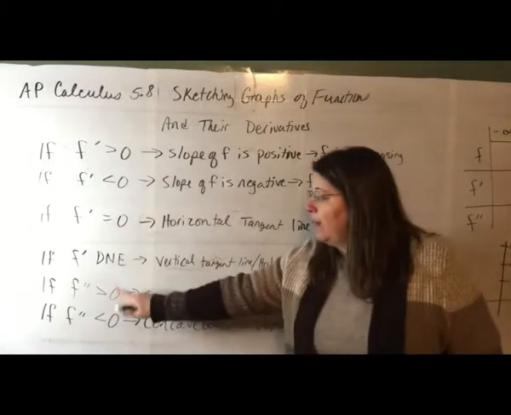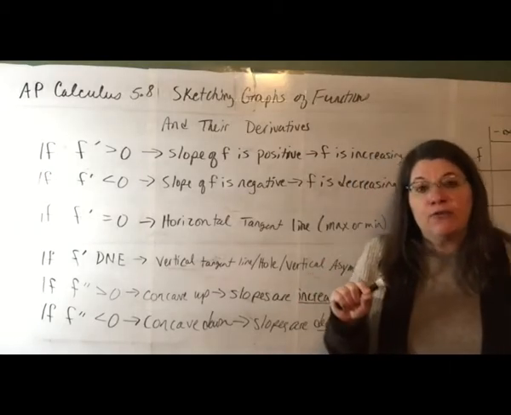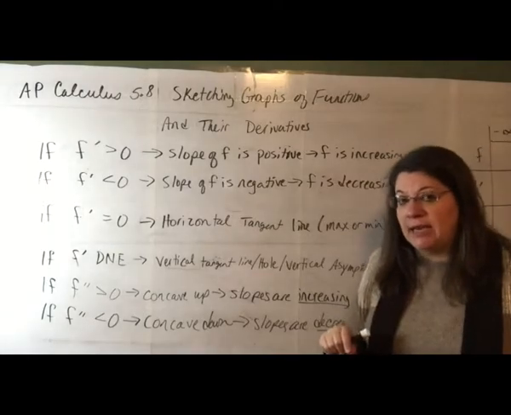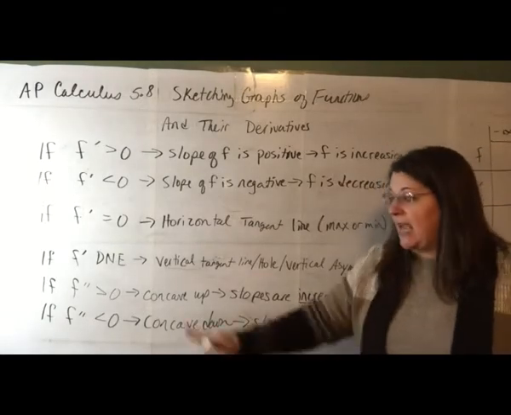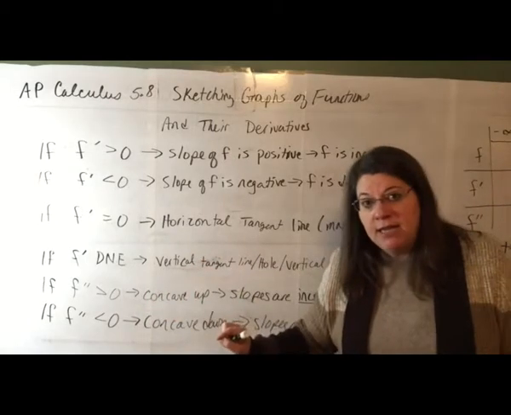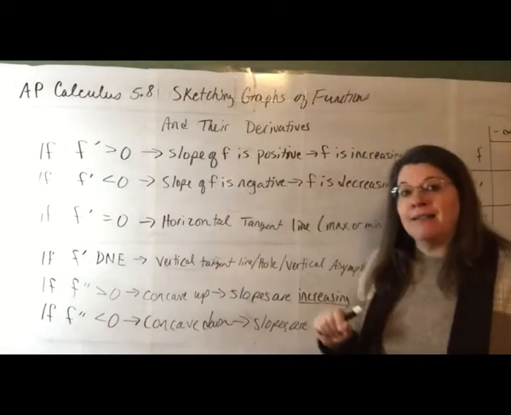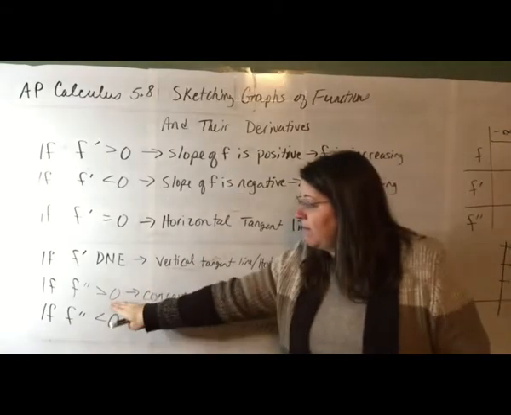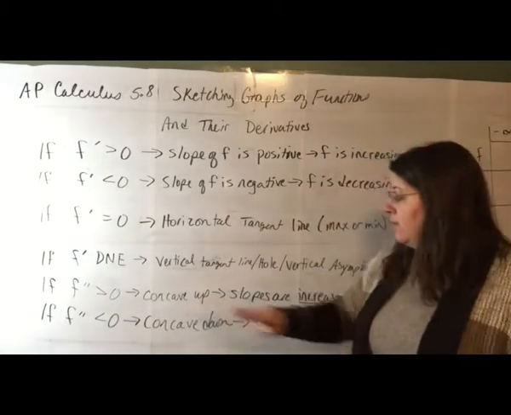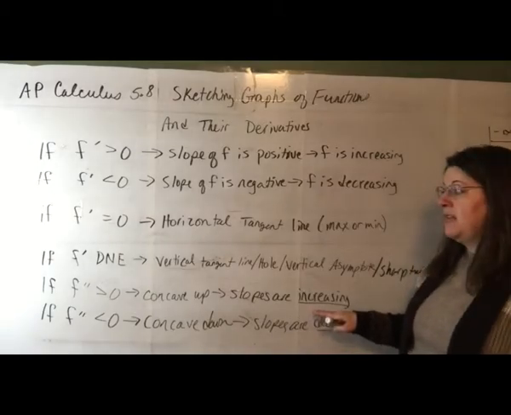If f double prime is greater than 0, now remember f double prime, the second derivative, tests for concavity. Okay, f prime tests for the slope of the tangent line, or whether it's increasing or decreasing. F double prime we get that for concavity. So if a function is concave up, f double prime is positive or greater than 0. So if f double prime is greater than 0, that means the function is concave up on that interval, and the slopes are increasing when something is concave up.